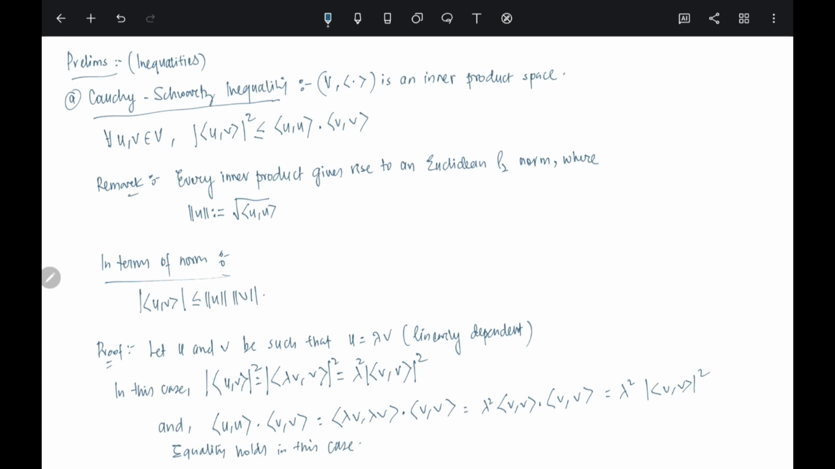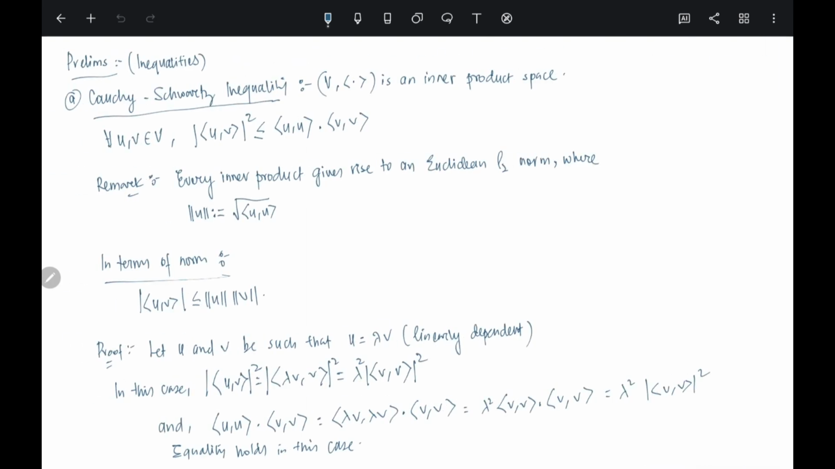Okay, so what happens if they are not linearly dependent? Basically they can be linearly independent also, right? So this is case 2. If they are linearly independent, then look at this factor: U should never be equal to lambda times V for any lambda in R. There should not be any lambda in R such that U equals lambda times V.